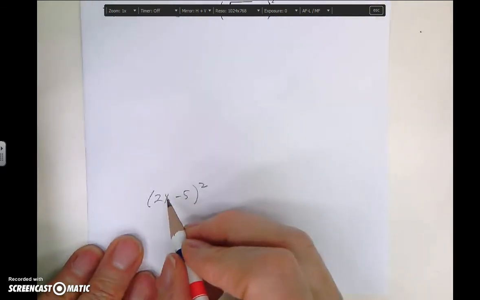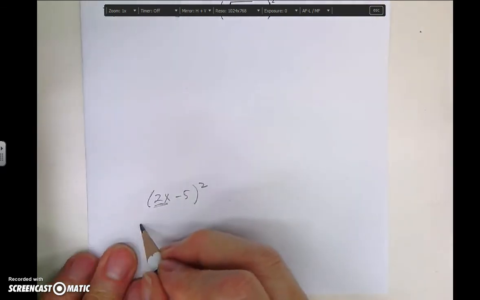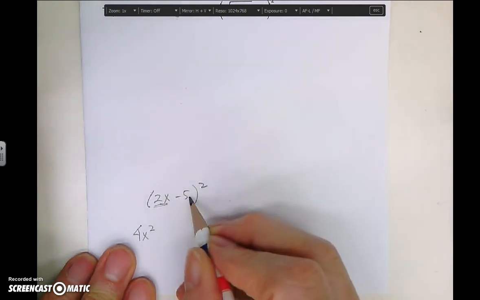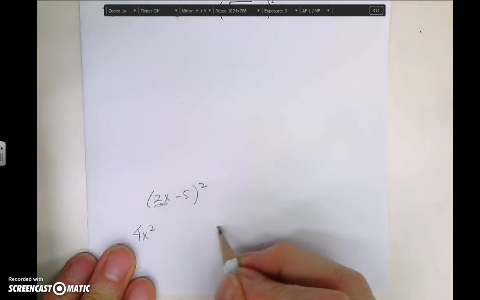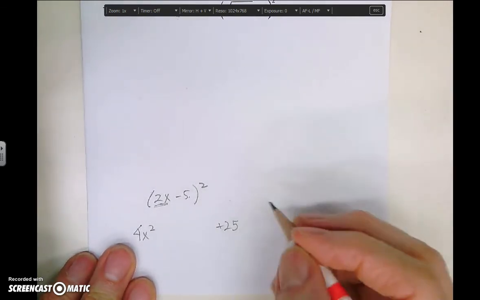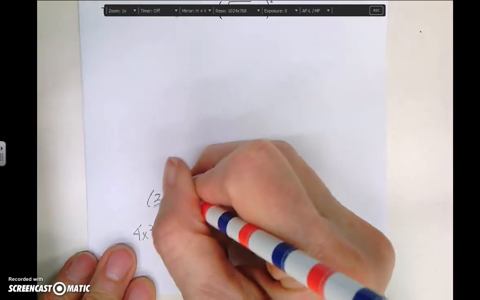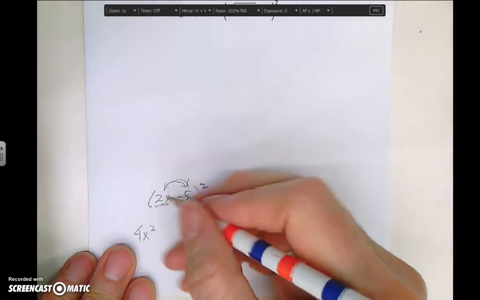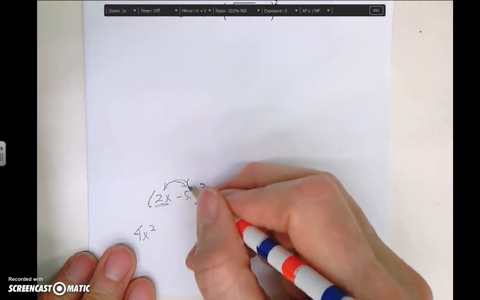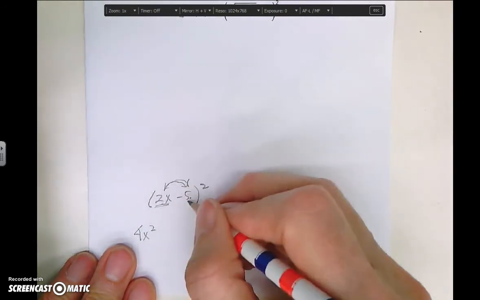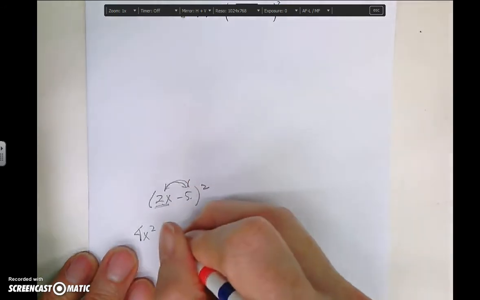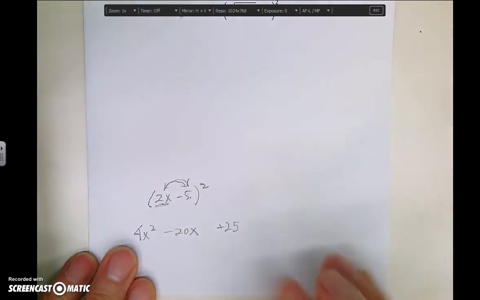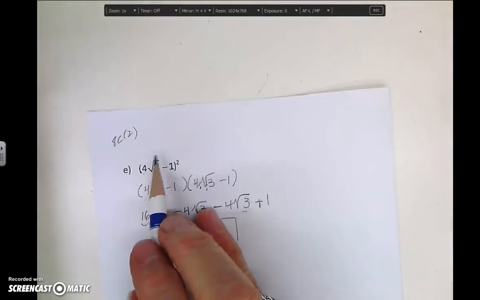When we square something, we square the front one and get 4x squared. And we square the last one and get plus 25. And the middle is made up of these two things multiplied. So negative 10x twice, because you've got your outside and your inside. So negative 10x and negative 10x is negative 20x. And I want you to keep that in mind when we do problems like this.